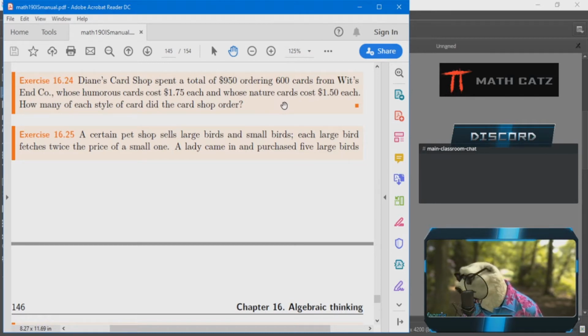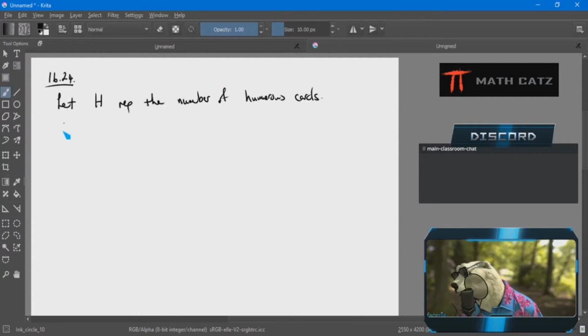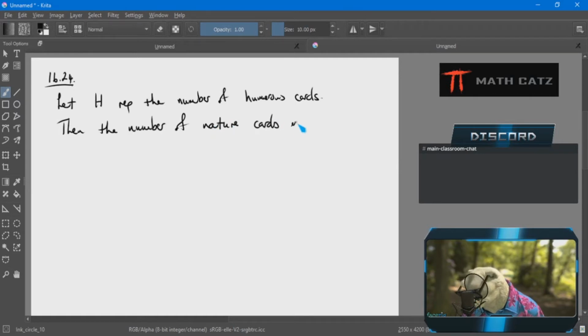So my aim is always to minimize the number of variables, and in doing that, the number of equations, keeping things as simple as possible, and very often I can. They say we have a total of 600 cards. Therefore, if I know the number of humorous cards, the number of nature cards is 600 minus h. And it's just going to make my life simpler later.